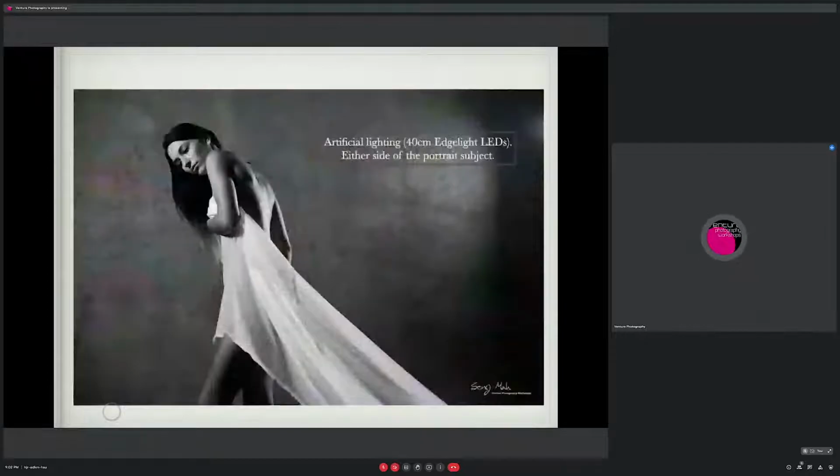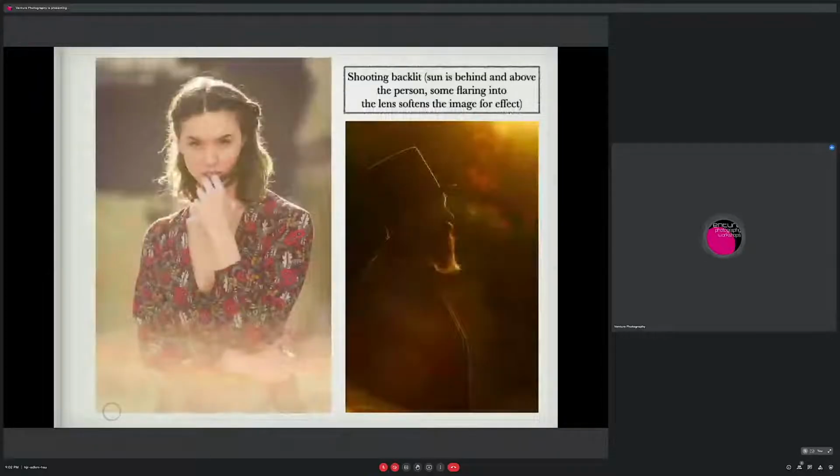You can also use side lighting, light on the left and light on the right-hand side. This is, again, with the same LEDs to create a completely different look and feel to that. One of the things I like doing as well is to actually shoot in natural light, backlit. So the sun is behind and above the person and allow for some of that flaring into the lens to soften the image for effect.